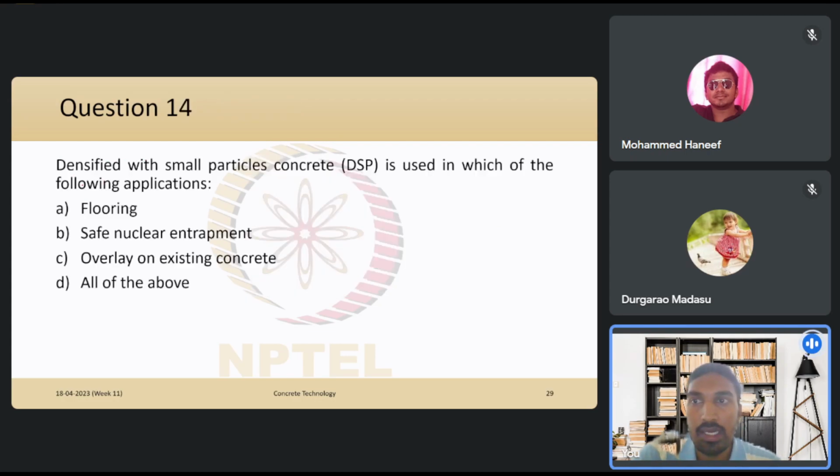Okay, question 14 is, densified with small particles concrete, DSP, is used in which of the following applications? So the options are flooring, safe nuclear entrapment, overlay on existing concrete. Option D is all of the above.